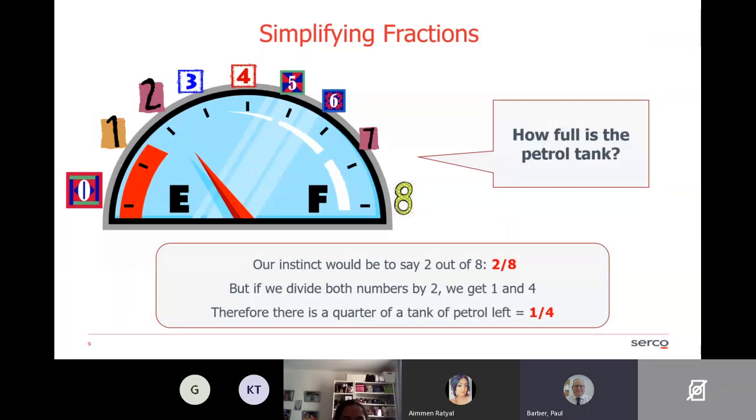Hoping that made some sense. And what I forgot to say at the start is I'll send some questions out after this with all the different types of examples that I've given to practice it. But what we talked about there is simplifying fractions.